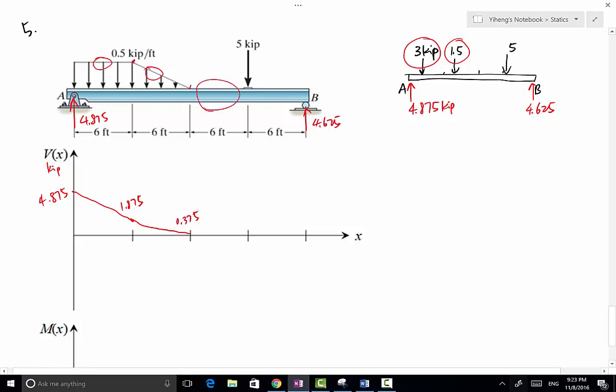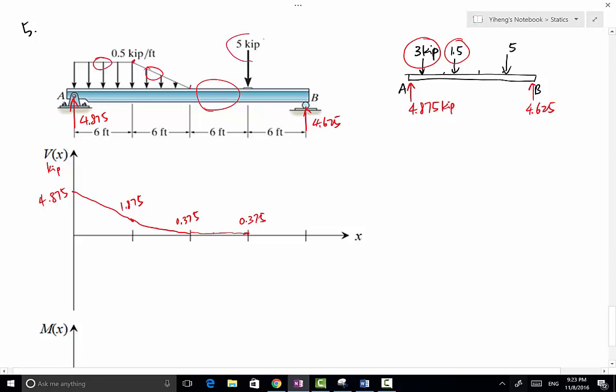For the next region, nothing changes. W is 0, the load intensity is 0, no change in shear force, so it's actually a straight line, getting difficult to draw, but very close to the x-axis, a straight line here. No change. So at this point, it's still 0.375.